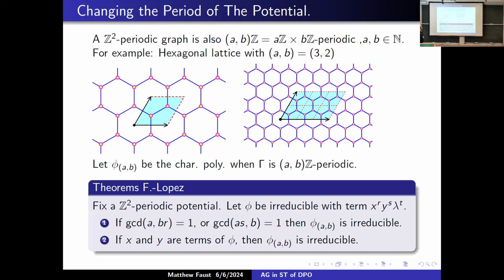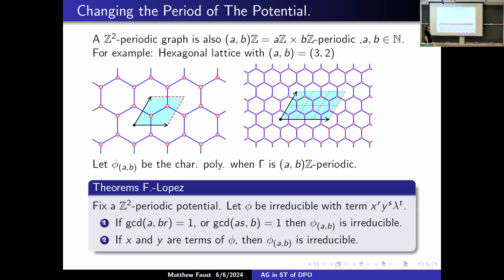So if we start with a Z2 model and we know that the corresponding dispersion polynomial is irreducible, can we somehow preserve that as we take a larger fundamental domain? So we're now viewing our graph as being periodic with respect to some finite rank subgroup of Z2. Here's an example. Again, this is the hexagonal lattice that we've been looking at, and now this is the corresponding graph when instead of viewing it as Z2 periodic, we're viewing it as 3Z by 2Z periodic.